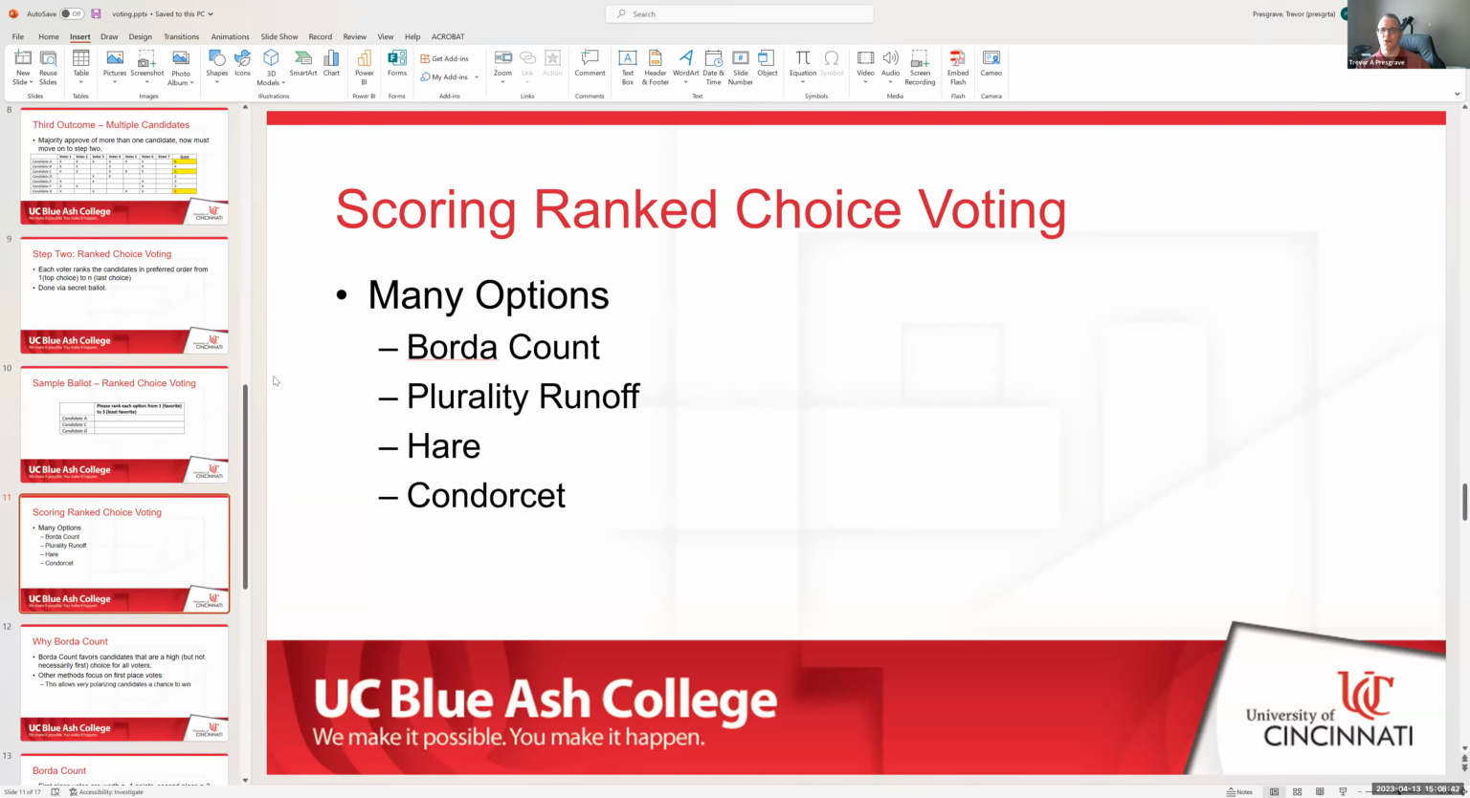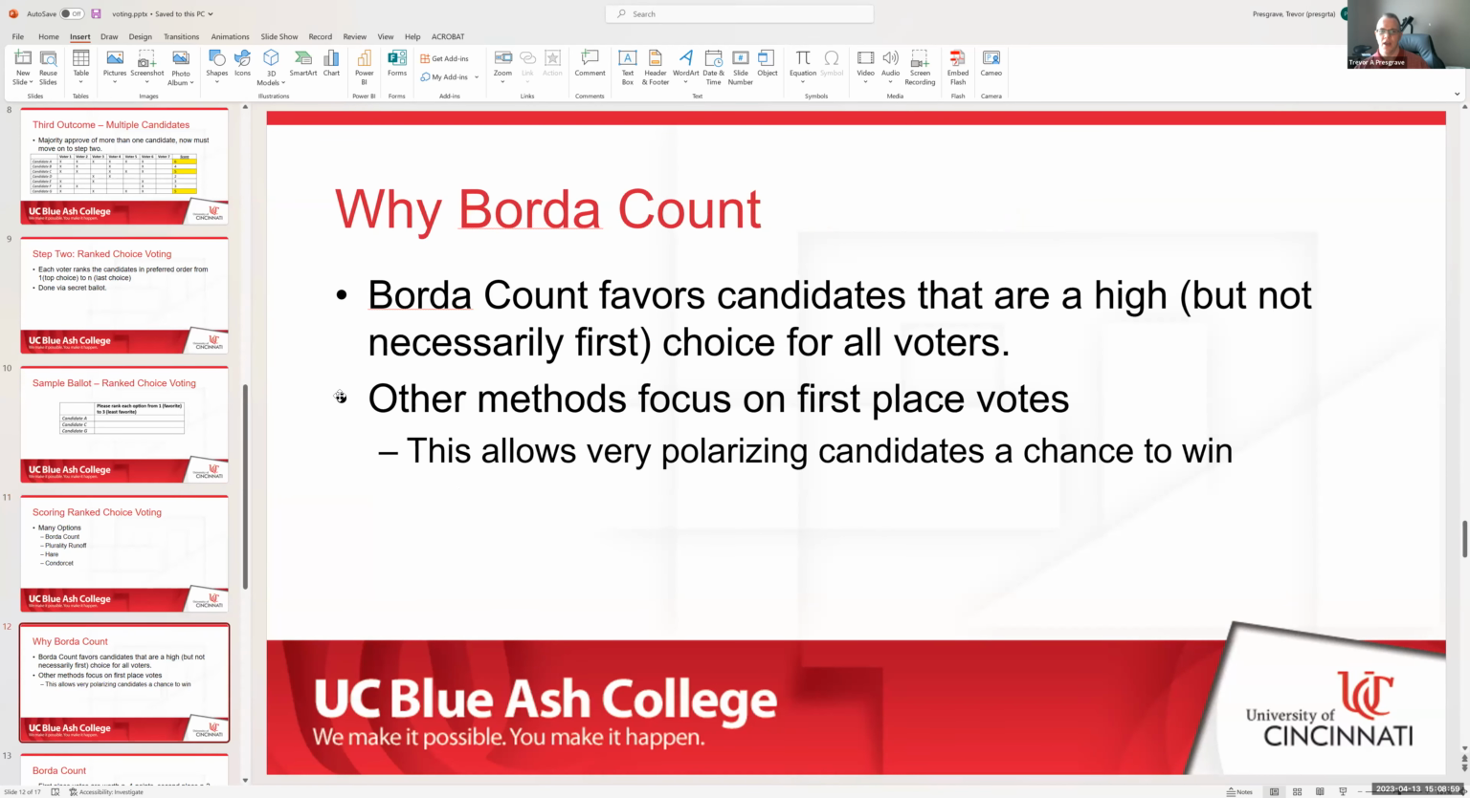And with ranked choice voting, there are a lot of different ways to analyze this. This is something that mathematicians and political scientists have looked at extensively. There are things called Borda count, plurality runoff, Hare, Condorcet methods. These are all different ways to score ranked ballots. In this research, I chose the Borda count because it favors candidates that have broad support.